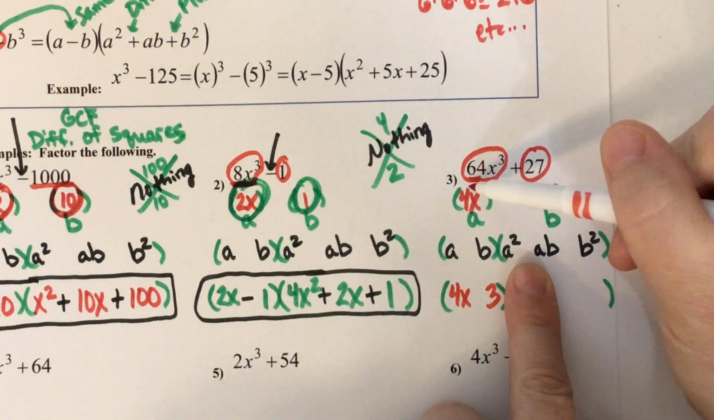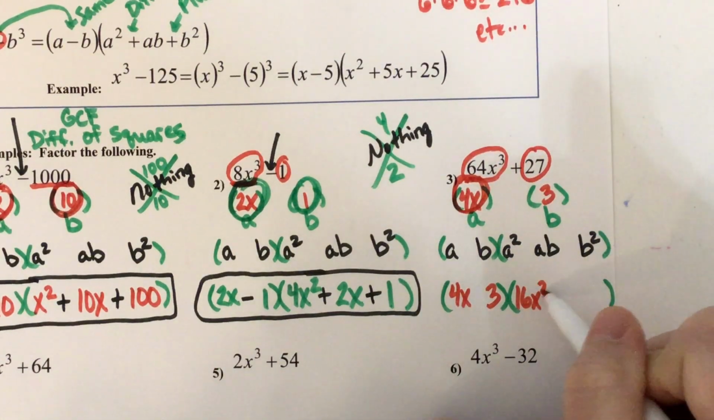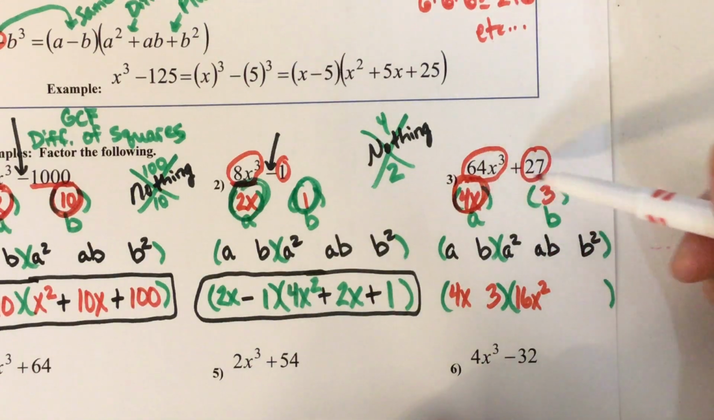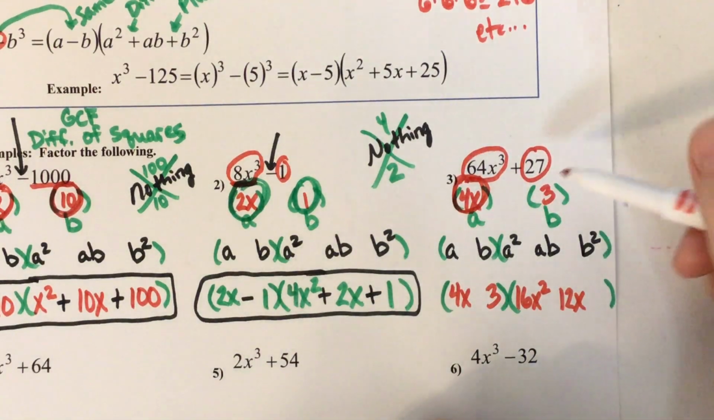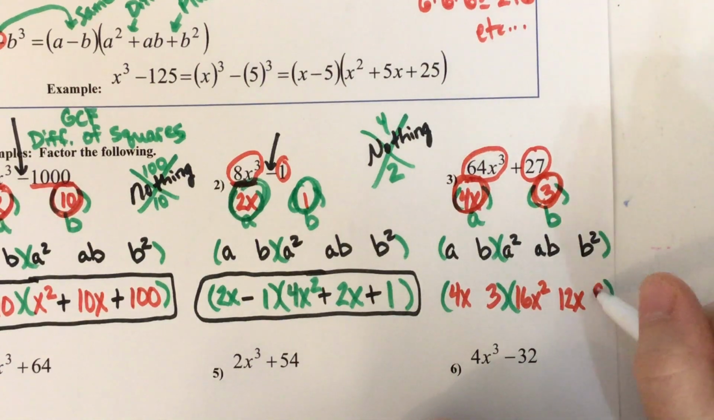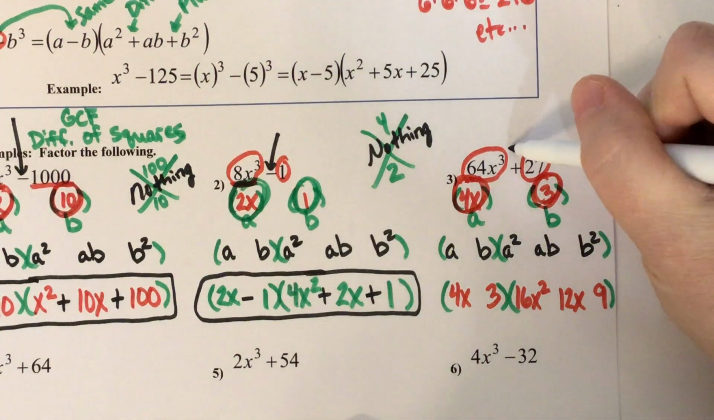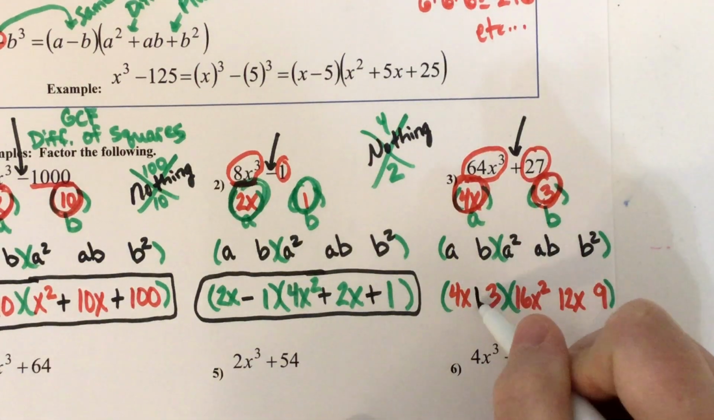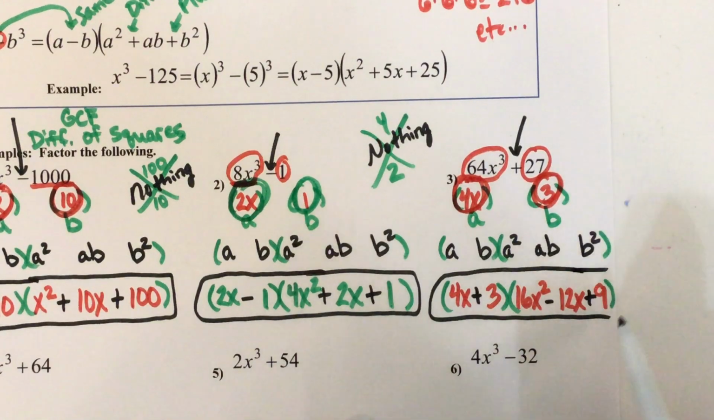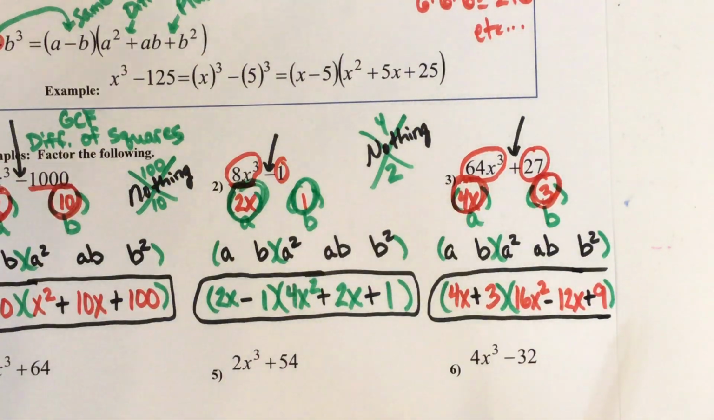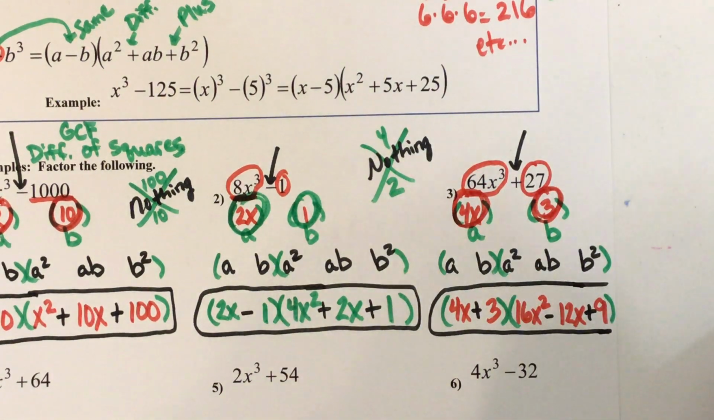Now take A and square it. What's 4x times 4x? 16x squared. Now take A times B. 4x times 3. 12x. And now take B and square it. 3 times 3, 9. And then the signs go same, different, plus. So this time it started out as a plus. So same, different, plus. And there it is. This is how you factor a sum and difference of cubes. It looks kind of scary, but it really isn't. Once you know what A and B are, then you just do exactly what the formula says.